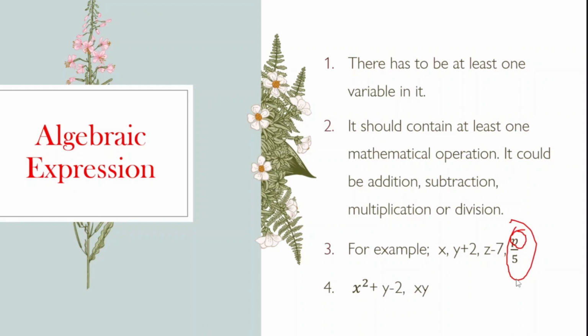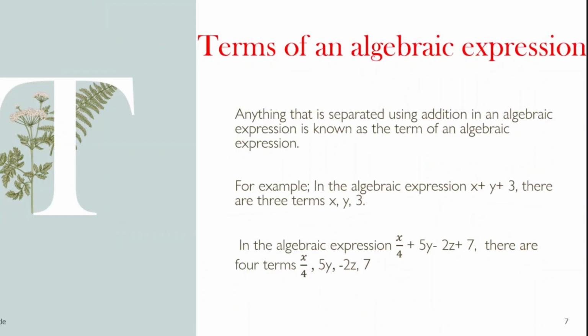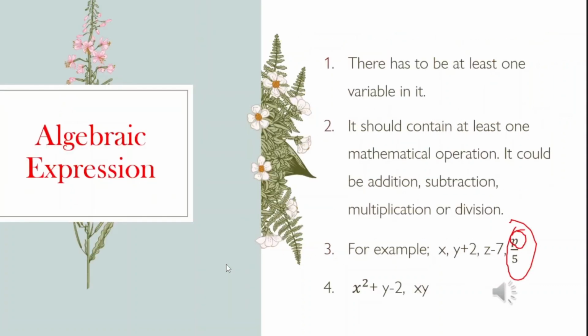Now let's consider the other example, which is x square plus y minus 2. As we learnt, there has to be one variable. There is one variable which is x square and there is one addition sign also. So it is an algebraic expression. As you can see, there is more than one variable, there is x, there is y, and there is also more than one mathematical operation. There is addition, there is subtraction, but that is not creating anything that will make it go out of the category of algebraic expression. It will remain an algebraic expression because for anything to be an algebraic expression, as we have learned, we need at least one variable and one mathematical operation. If there are more, it's fine, right?